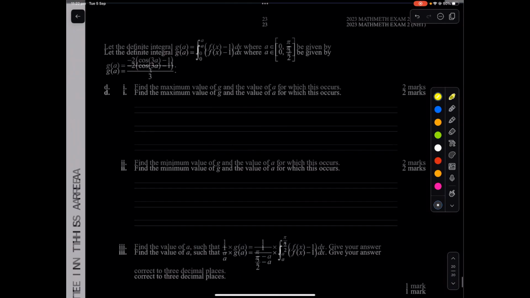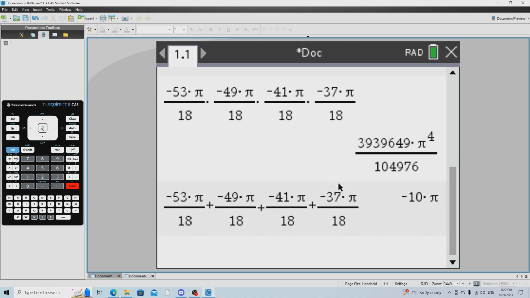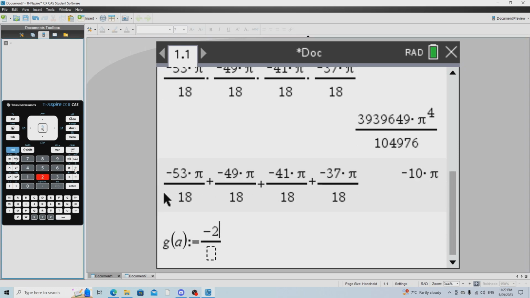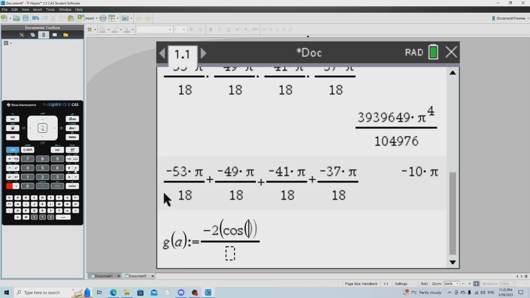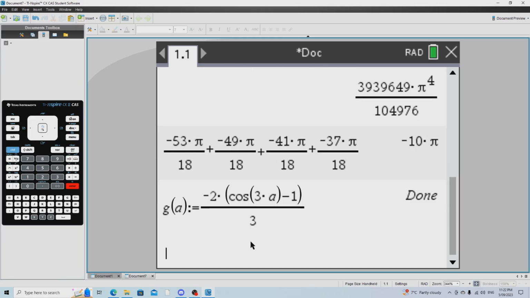Last page. Okay. Let the definite integral g of a be from 0 to a of f of x dx, where f is given by this. Okay, so let's define g of a. So negative 2 cos 3a minus 1 over 3. Find the maximum value of g and the value of a for which this occurs.